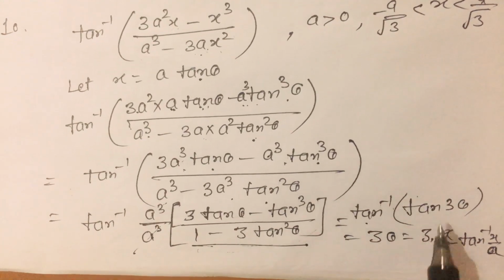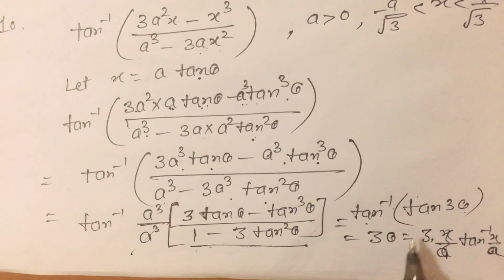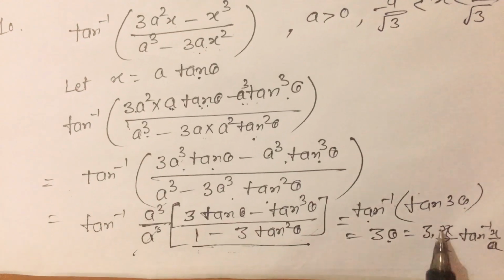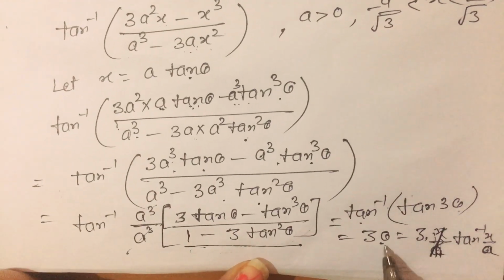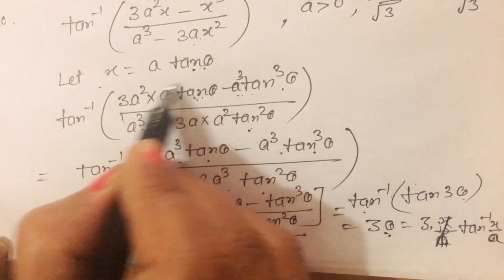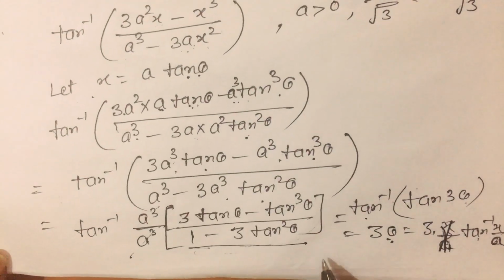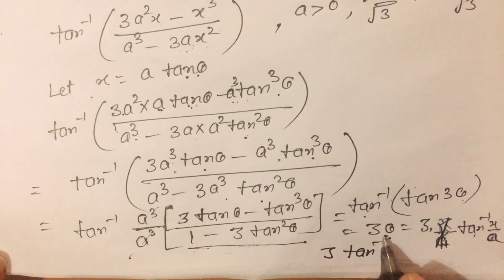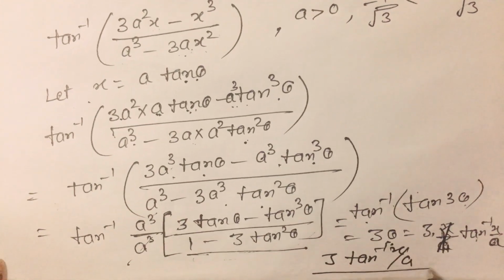So tan inverse tan 3 theta, then 3 theta will come. Theta we will get from here: x upon a firstly, then tan inverse. So we will get 3 tan inverse x upon a. This is the answer.